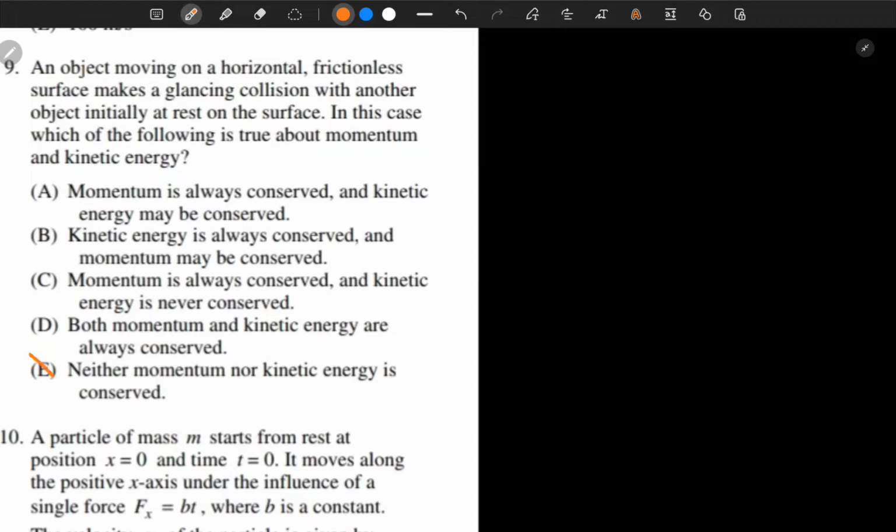So we know the answer is not E, and that the answer is also not B. Then the kinetic energy is only conserved if we have an elastic collision. So, since that information is not given to us, we know that the answer must be A, as the momentum is always conserved and the kinetic energy may be conserved depending on if the collision is elastic or inelastic.